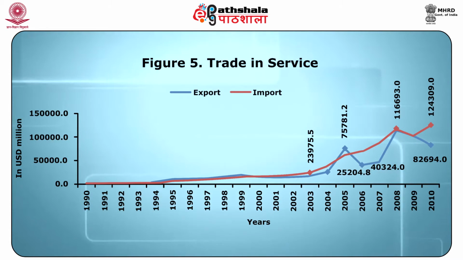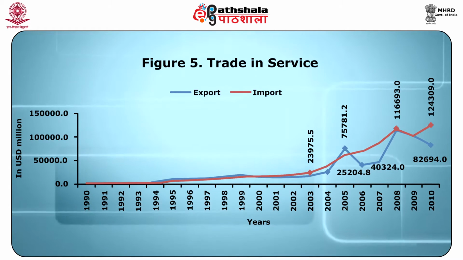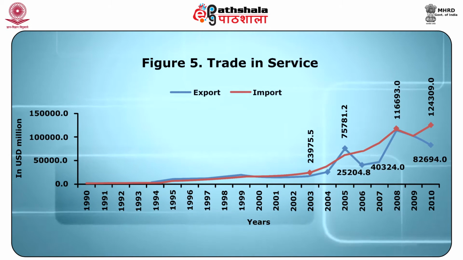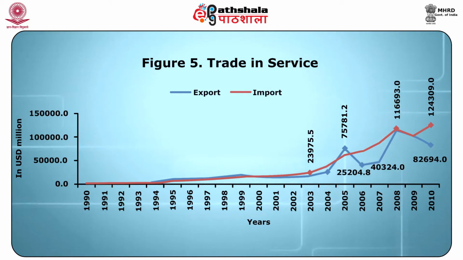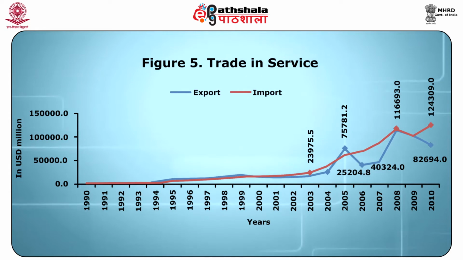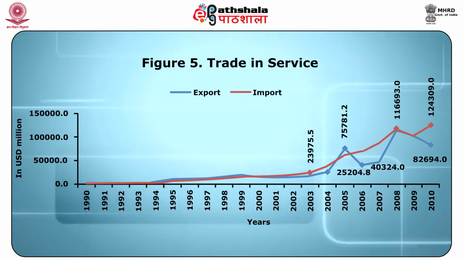Trade in services, according to World Bank data, which has been shown in figure 5: both export and import in services have increased enormously since 1990. Imports have increased from $281.5 million in 1990 to $124,309 million in 2010. There was a slight downfall in the imports of services in the year 2009. This may be due to the financial crisis which emerged during 2008-9. Exports in services have also increased from $326.4 million in 1990 to $82,694 million in 2010. It was highest in 2008, after which it has declined. So this has been indicated in figure 5, where we have a graph showing the trade in services. The source is compiled from the World Bank data.